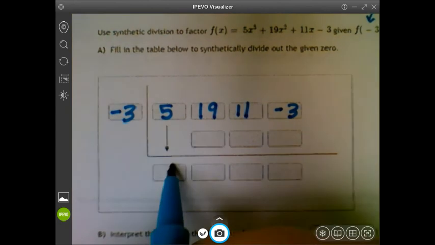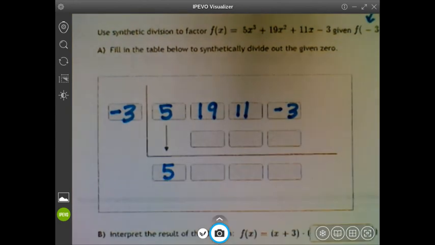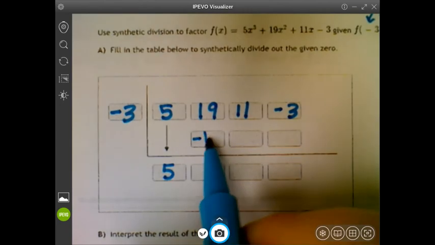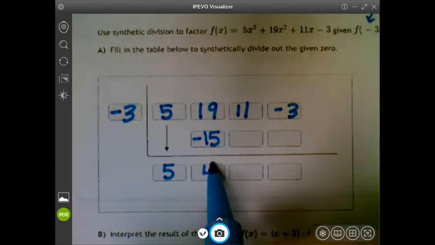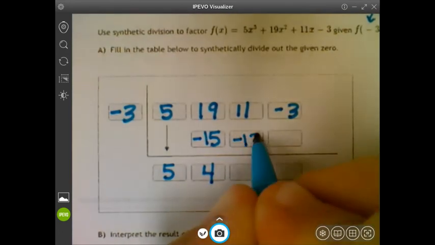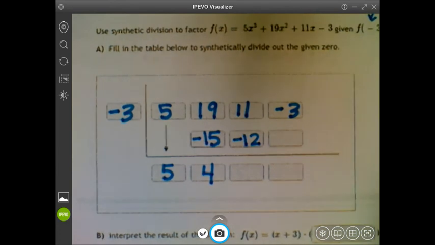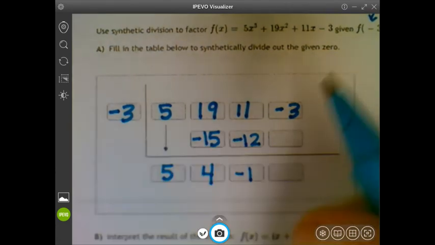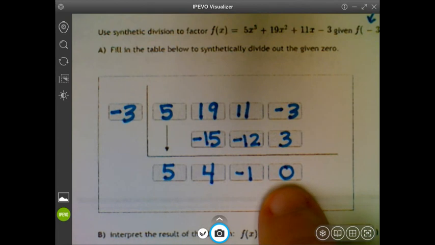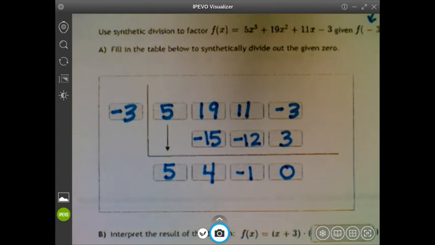The first number always comes straight down. Don't do anything to it. And then you're going to start multiplying. 5 times negative 3 is negative 15. Add them together, you get 4. 4 times negative 3 is negative 12. Add them together, you get negative 1. Negative 1 times negative 3 is positive 3. Add them together, you get 0. So there is a remainder of 0, which means there is no remainder.